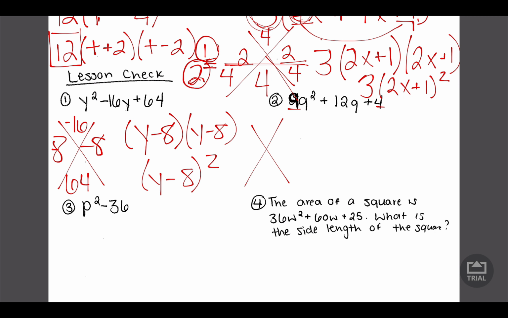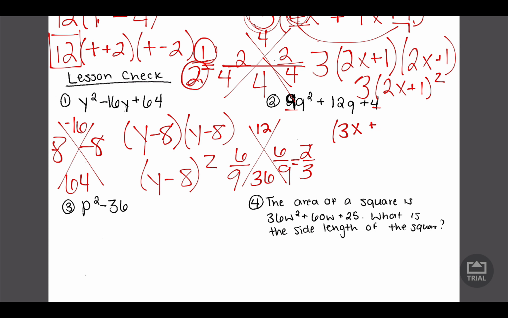Okay, the next one, remember to multiply. So 9 times 4 is 36. 12 in the top. 6 times 6 is 36, and 6 plus 6 is 12. Never forget to divide by the first number, and then reduce. 2/3 if you divide both by 3. The bottom number goes in front of the x, and the top number is what's added. 3x plus 2, 3x plus 2, which can be written as 3x plus 2 squared.